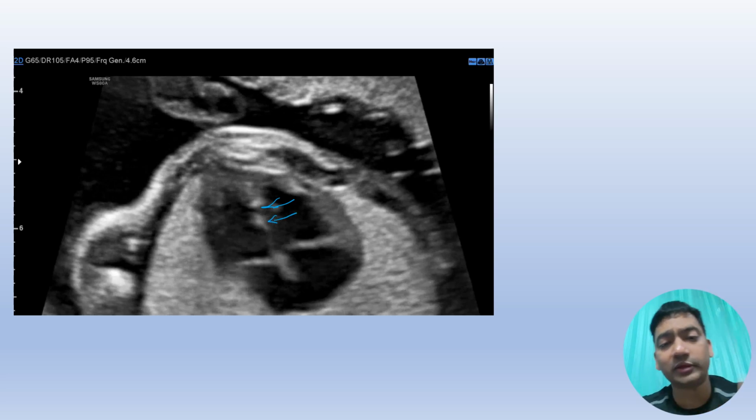So with these muscular VSDs, whenever you see them in the apical four chamber view, you'll always see a little echo enhancement effect. This effect is called the echo enhancement effect. The tissues adjacent to the VSD would be a little echogenic. So this is tip number two to recognize a muscular VSD.